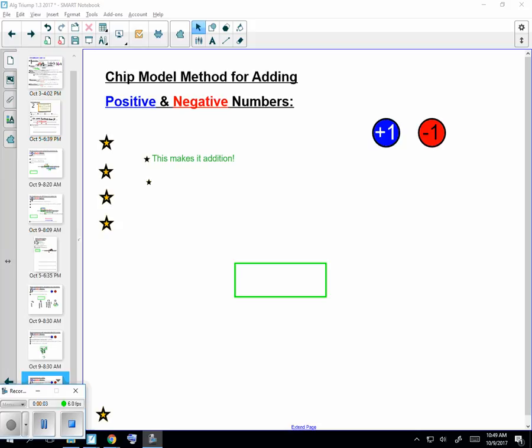Chip model method for adding positive and negative numbers. Today we're going to look at integers. First, you want to break your expression into terms. Why? Because this makes it addition, and we always like addition better than subtraction.